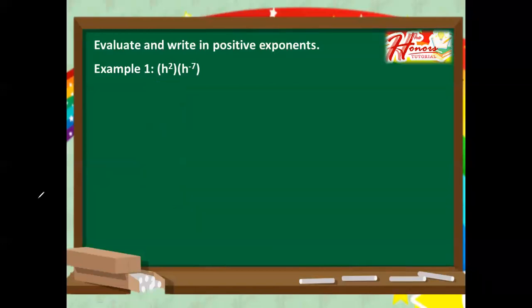Let us have another example. So that's example number 2. We have here m raised to 0 times m cubed. So for our solution, let's copy the given first. And that is m raised to 0 times m cubed. Then, since the base is the same, kindly copy it.